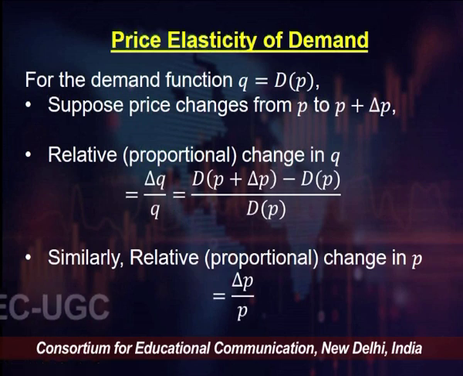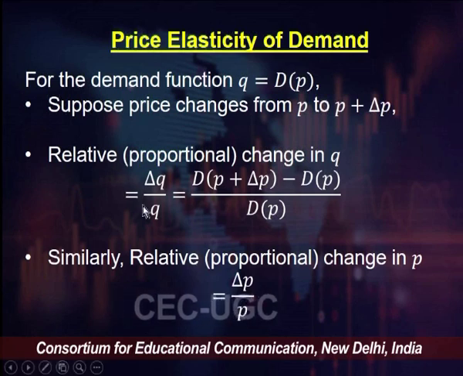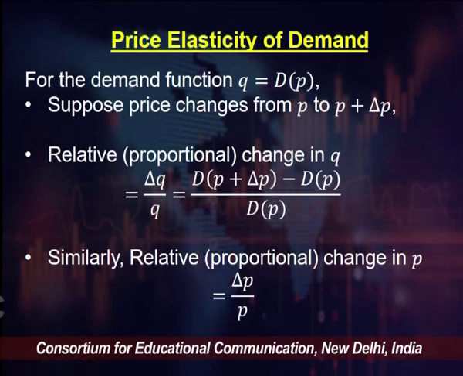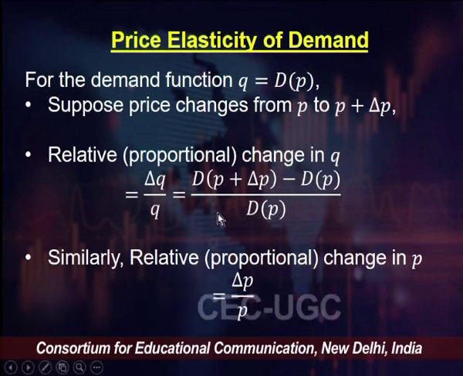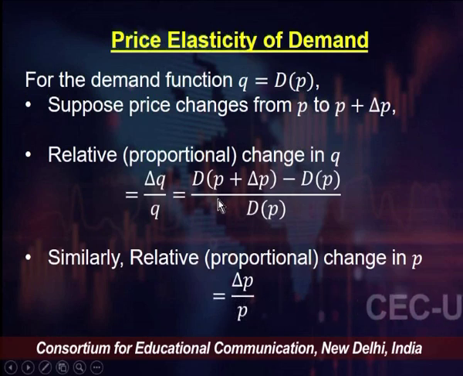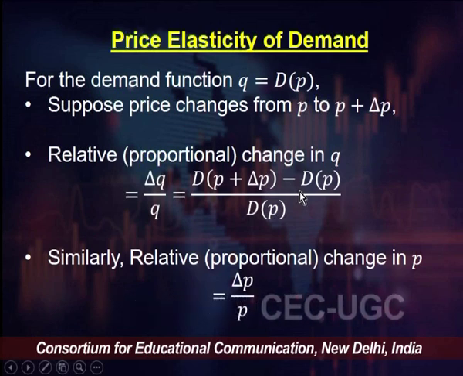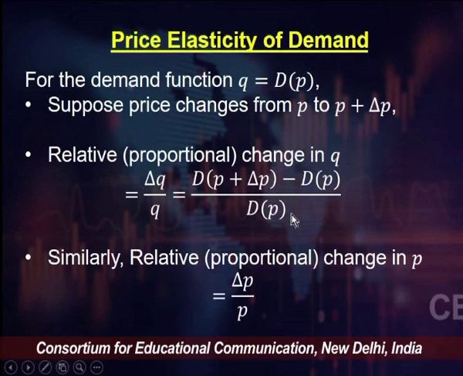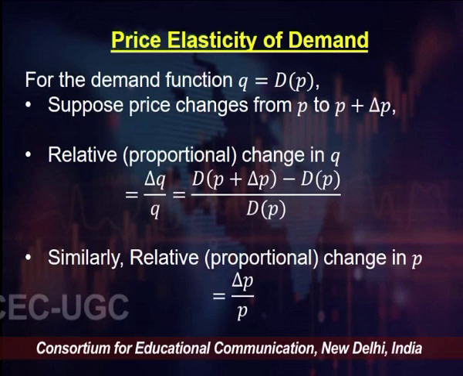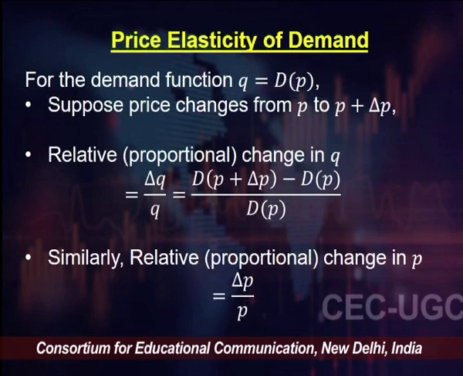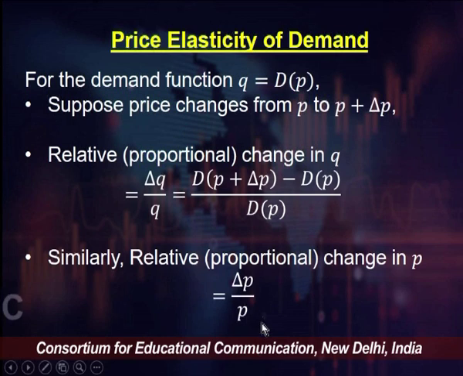So, this helps us get a base. We are looking at the absolute change, but we are also dividing the absolute change in Q by the initial value. This then gives us a relative or proportional change in Q. And delta Q by Q, if we write it in terms of the demand function, is D of P plus delta P minus D of P, that is delta Q, divided by the initial value, D of P at the particular price P. Similarly, the relative or proportional change in price is given by delta P divided by P.